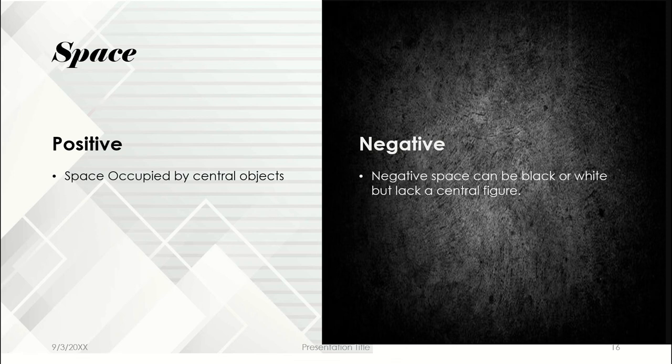The text that we have says positive: space occupied by central objects, and negative space can be black or white, but lacks a central figure. This text is then the central figure. That's the positive space, right? Because it's taking up some of what otherwise would be unused space, right?